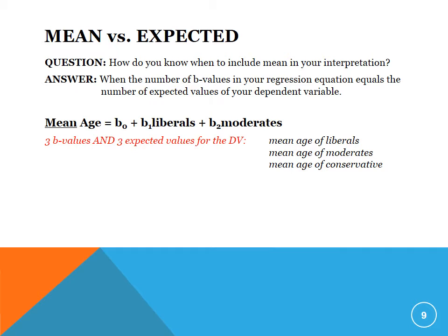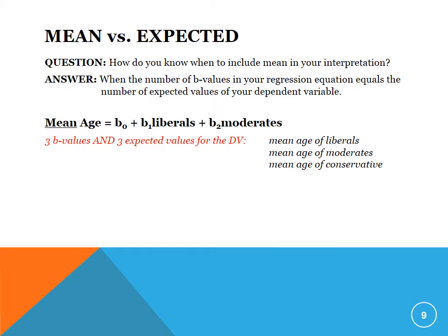Okay, so mean age equals b naught plus b1 times liberal plus b2 times moderates. In that equation, going back to that answer, it says when the number of b values in your regression equation equals the number of expected values of your dependent variable. So here's our equation. How many b's do we see? We should see 3: b0, b1, b2. That should be 3 you should count, right?